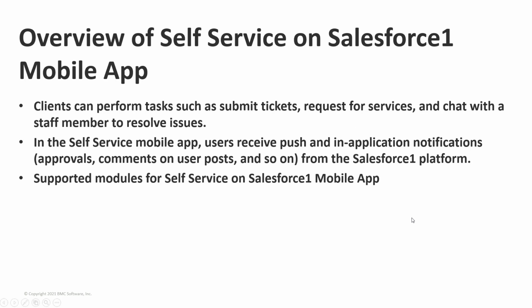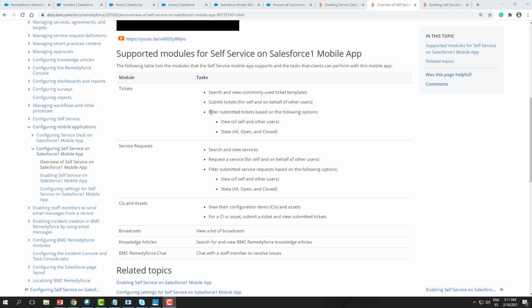So let's do a quick overview about the actions that a self-service user, a client user, can perform using the self-service mobile app. So let's move on and see all the list of actions and available modules for the clients. Here on this table you will find all the actions that can be performed by a client for each module.